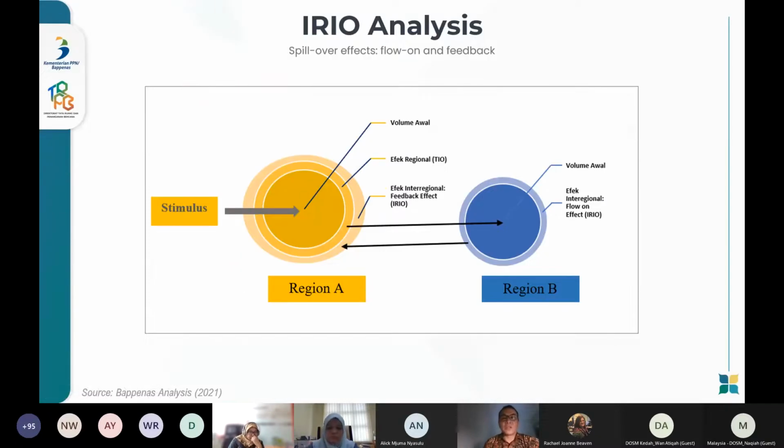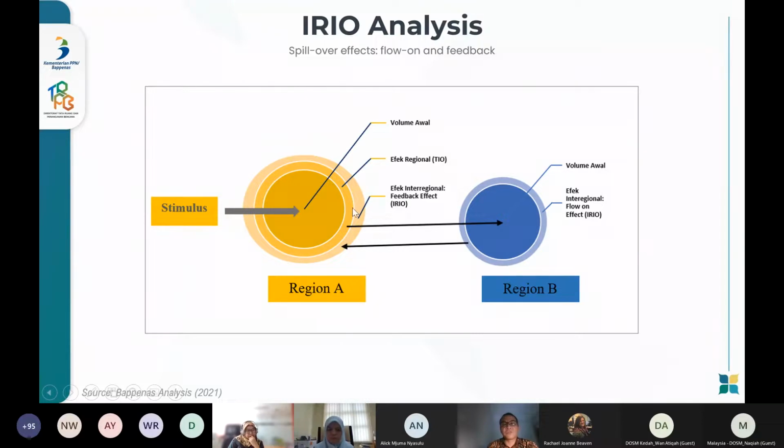And the good thing about using the ERIO table is that we can expand our analysis beyond one round of the effect, which is if the stimulus happens in region A, what is the multiplier within region A, but also the spillover to other regions. Later on, the expansion in region B will give feedback to region A again. So this will expand further the output of region A.